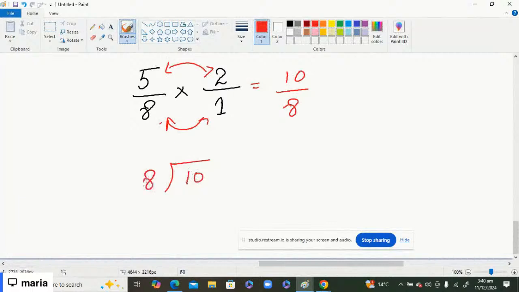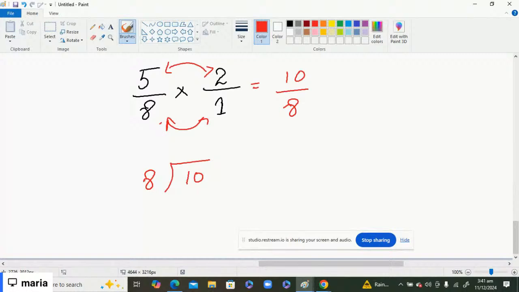What is the answer of this one? Everyone tell me in the chat. Solve it and then tell me in the chat. When you're going to divide 10 over the 8, what's the answer? You get it. Divide 8 over the 10. So 10 is divided over the which table?